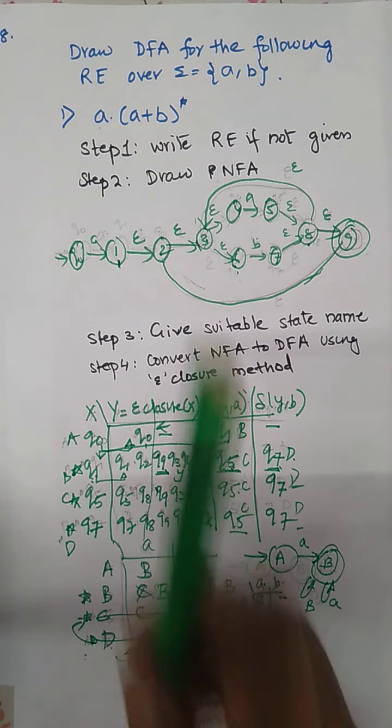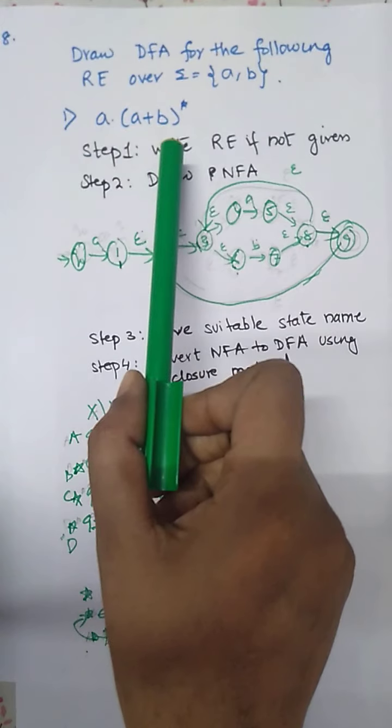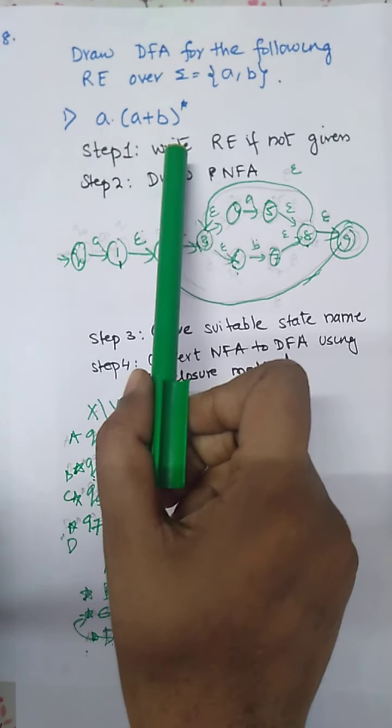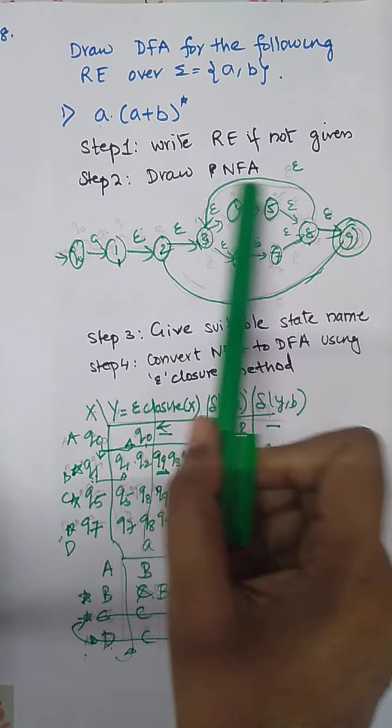We have to find the DFA for the given regular expression. What is the first step? The first step is to find the regular expression, but here that is given. Second step, we have to draw the NFA. So here we have drawn the NFA.